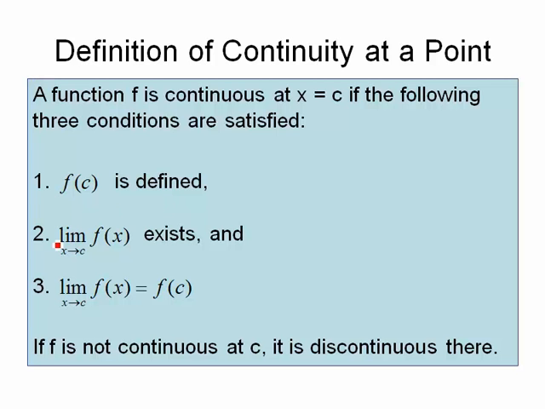The limit, as you get closer and closer to that point, has to exist. What that means is your one-sided and two-sided limits are equal to the same thing. That tells you that the graph is going to connect up. And number 3, if I do that limit, I get the same thing as if I just put the number into the function.